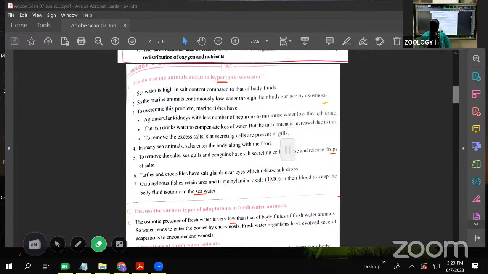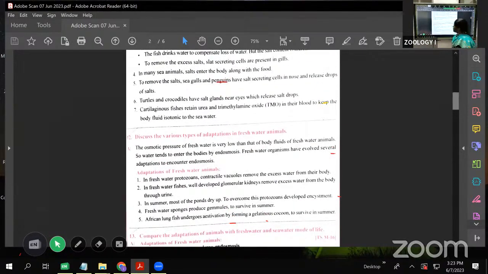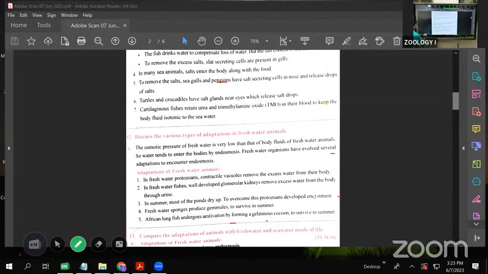Next one is the freshwater adaptations. Seawater adaptations we discussed. Next is the freshwater adaptations. See, the osmotic pressure of the fresh water is very low, meaning the salt content is very low in the fresh water compared to the body fluids. Before that, the body fluids had less concentration of salt and the outer side had more salt. But here, the body fluids have more salt concentration and the outer side is less.